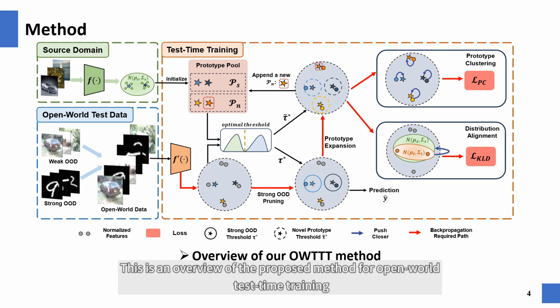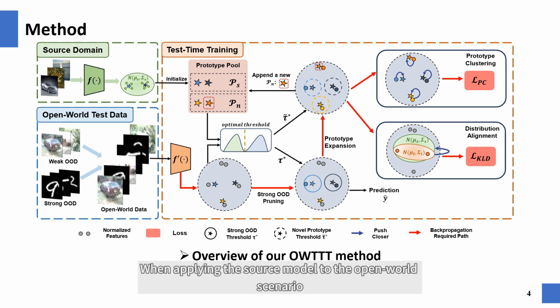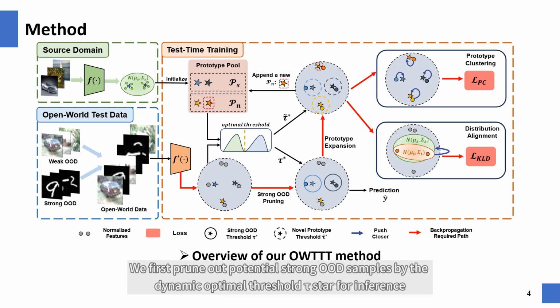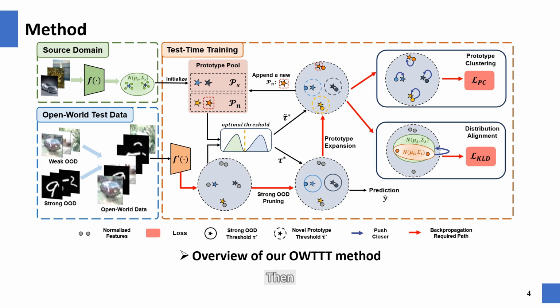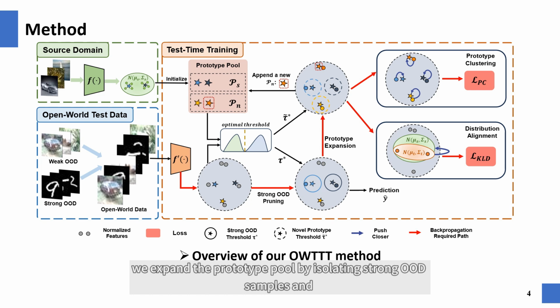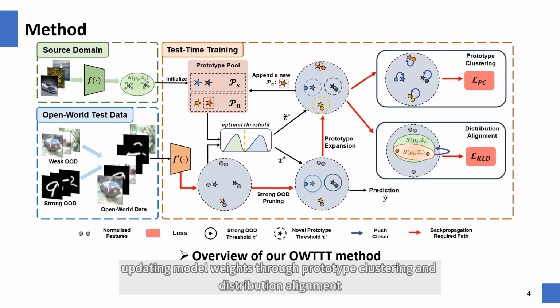This is an overview of the proposed method for open world test time training. When applying the source model to the open world scenario, testing data may be contaminated with strong OOD samples. We first peel out potential strong OOD samples by a dynamic optimal threshold tau star for inference. Then we expand the prototype pool by isolating strong OOD samples and updating model weights through prototype clustering and distribution alignment.